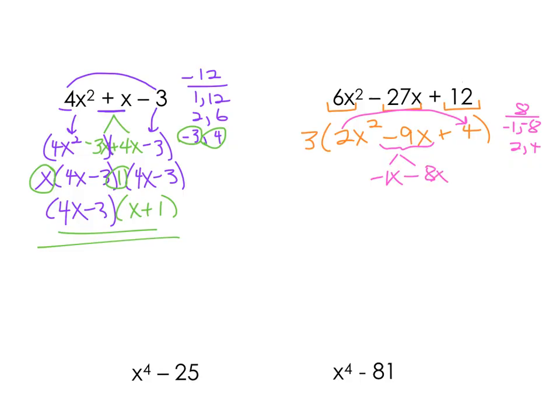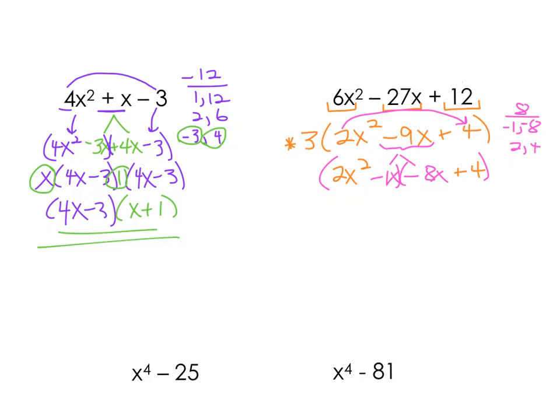And then again, drop that first term down, 2x squared, and that last term down, plus 4. Now I'm going to put the 3 on pause for now, but we're going to make sure to include it in our final answer. Let's put parentheses around the first two terms and the second two terms.